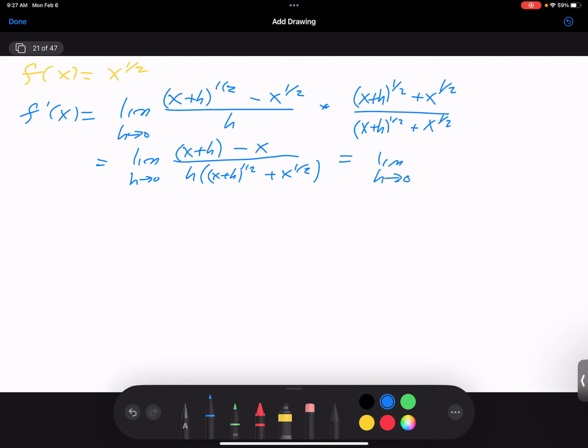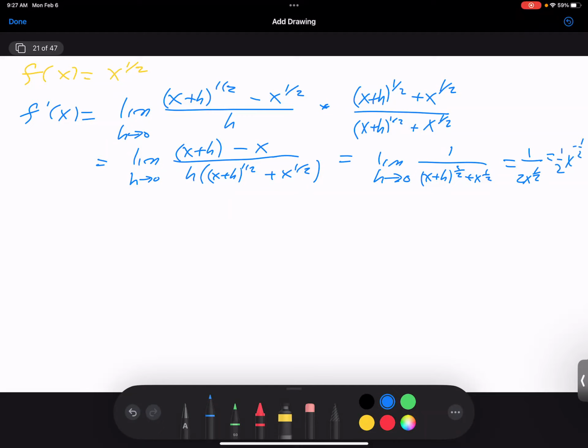Oh, nice. The numerator becomes h, which cancels down below with 1 over (x plus h)^(1/2) plus x^(1/2). What does the denominator go to as h goes to 0? It goes to 2x^(1/2). So it's 1 over 2x^(1/2), or 1/2 x to the negative 1/2. And there's our answer.